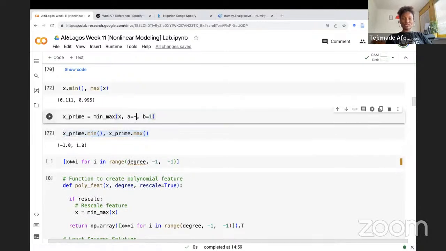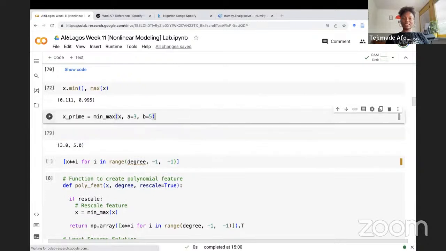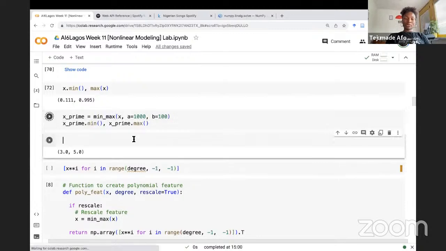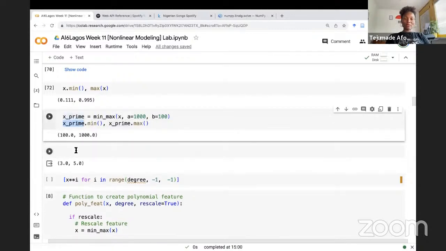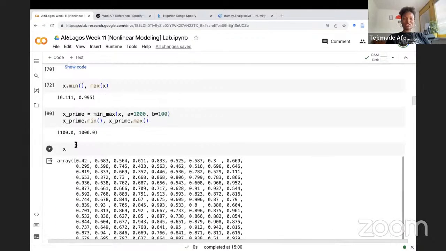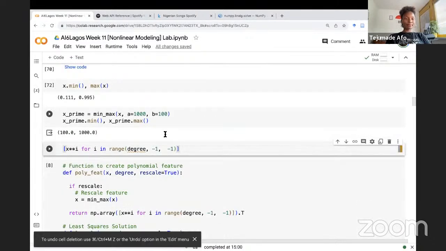But what if I change this to 3 and 5? Let's see. Does it work? I expect that I will get 3 and 5. Let's run this. See? This helps you rescale to any arbitrary value I want. If you look at x prime, the values will change, but it's still the same as x, just rescaled differently, which is pretty cool, right?